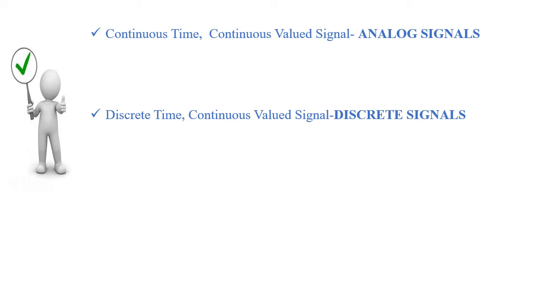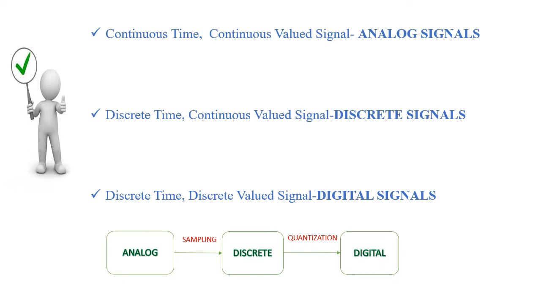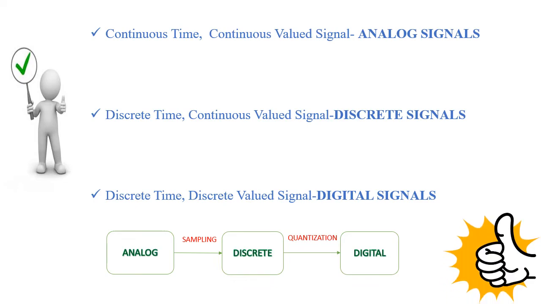How can we obtain a discrete time signal from a continuous time signal? By a process called sampling. All the discrete time, discrete valued signals are called digital signals. How can we obtain a digital signal from a discrete signal? By a process called quantization. So this is a block diagram which shows the conversion of an analog signal to a digital signal.